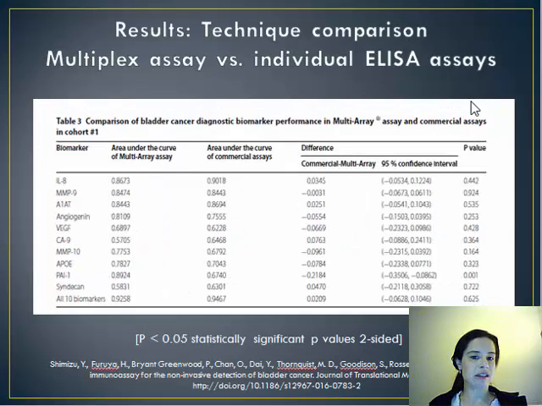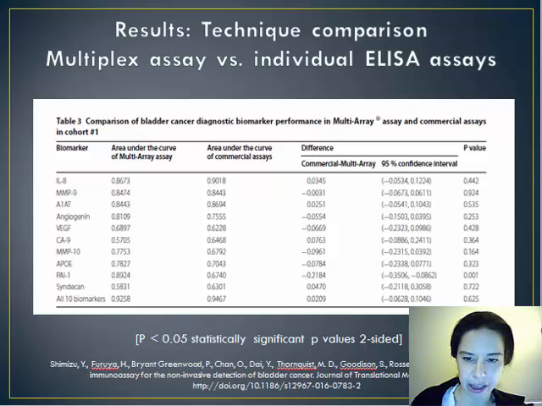So the next thing is, once they looked at the multiplex assay results by themselves and the individual ELISA assay results by themselves, to say, well, do these techniques compare well together? Can we just replace our individual ELISAs with our multiplex? So they did a technique called the area under the curve that they analyzed, and then they looked at this percent difference. They generated a 95% confidence interval, and then they generated p-values.